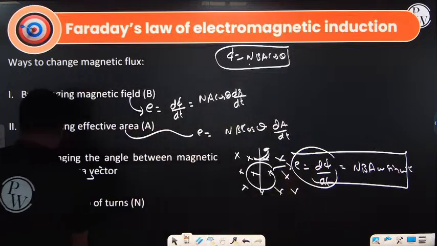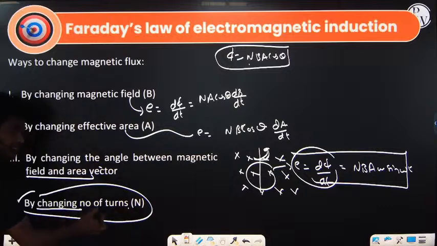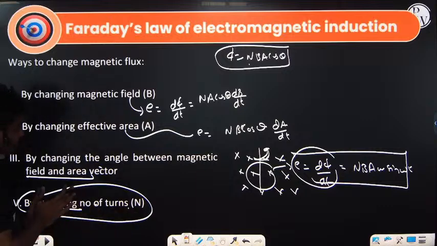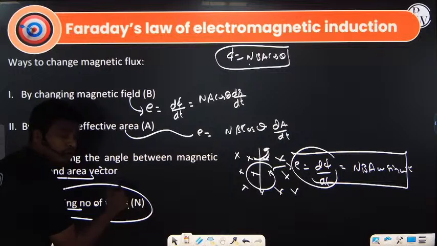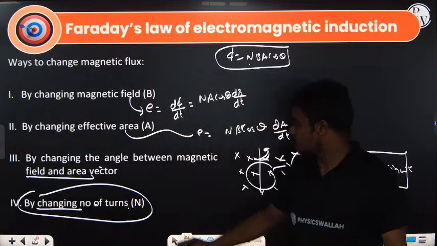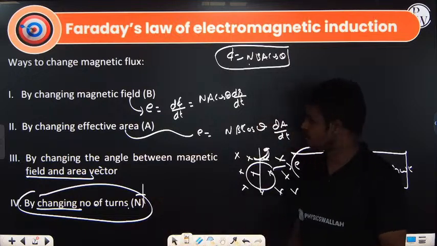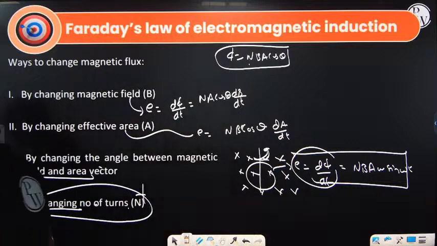The last one is changing the number of turns. Does this happen? If you change the number of turns, does it actually happen? This is not physically possible, that we change the number of turns each and every time. So we are not considering this in the different questions over here. So let's discuss how we can change the flux over here.